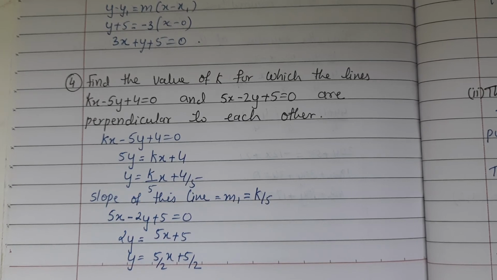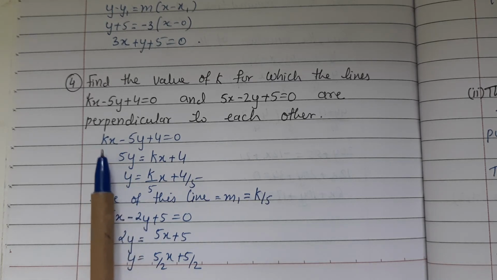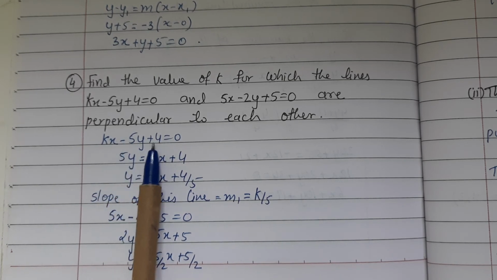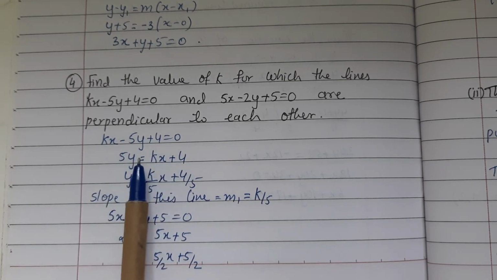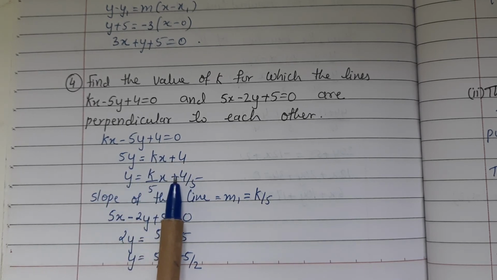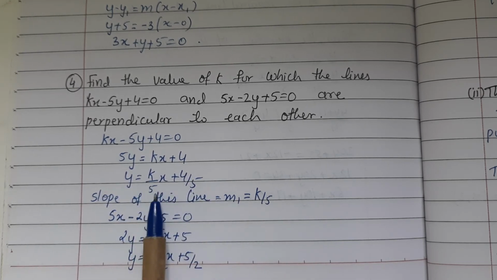Sum number 4. Find the value of k for which the lines kx minus 5y plus 4 equal to 0 and 5x minus 2y plus 5 equal to 0 are perpendicular to each other. We'll find the slope of both the lines. First line kx minus 5y plus 4 equal to 0, 5y equal to kx plus 4, y equal to k upon 5 x plus 4 upon 5. Slope of this line m1 is k upon 5.